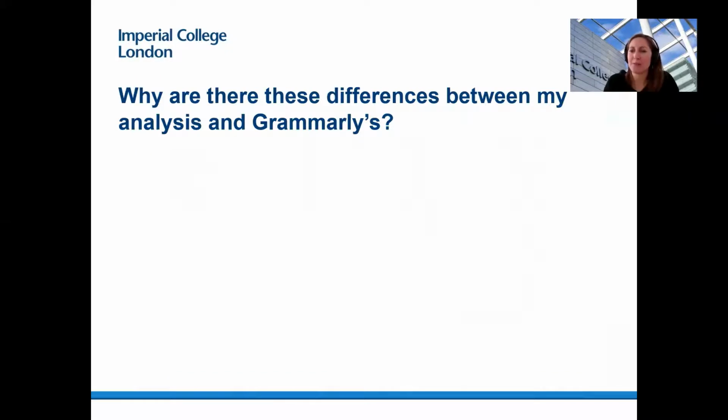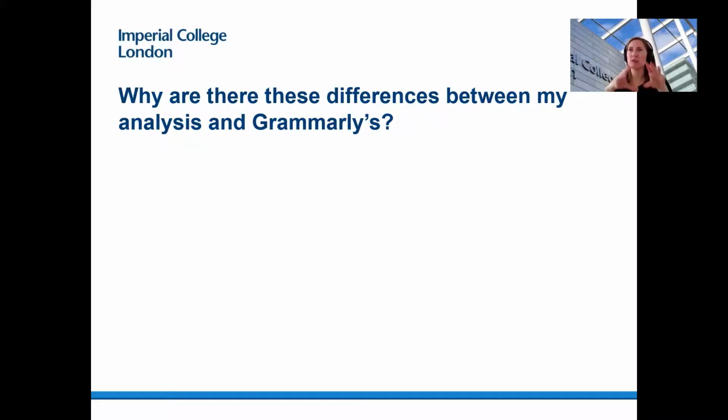So moving on to part 2 of this talk, why are there these differences between my analysis and Grammarly's? That's what I wanted to know. And to do that, I looked at, as I said, 24 of my students' texts. I looked at Grammarly's output, and I focused on the areas where I didn't agree with Grammarly's analysis. And I felt that it wasn't helpful for the student to point these things out, or I felt that Grammarly had misunderstood the student's text and its suggestions would make the text worse.